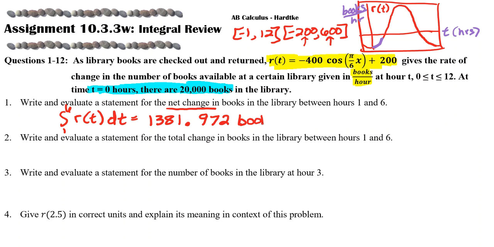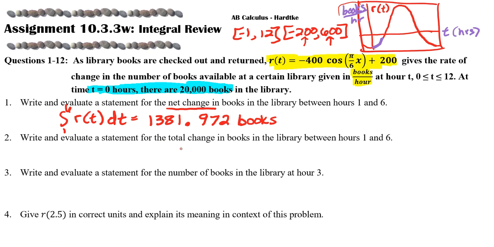And this would be in books. Remember, when you do the area under the curve, you're going to be doing the product of your units. So books per hour times hour gives us the number of books. So that's the net change in the number of books in the library over hours 1 through 6.